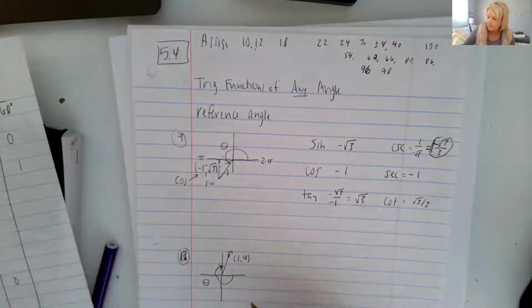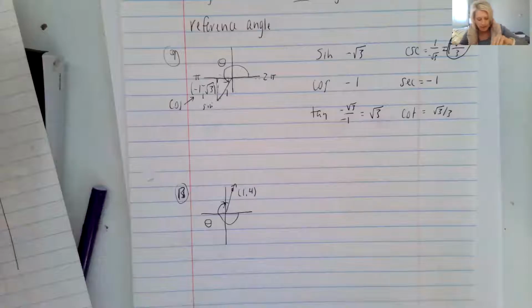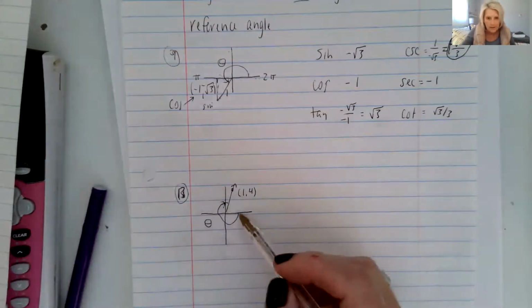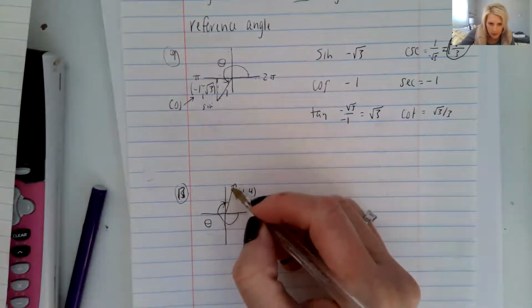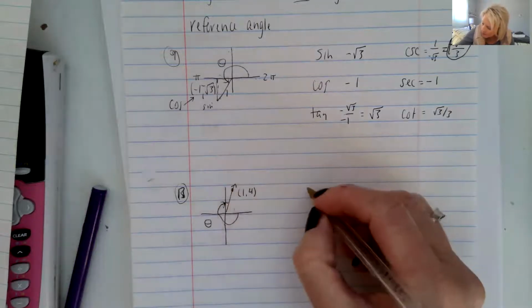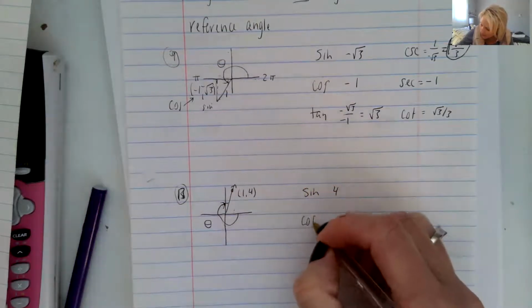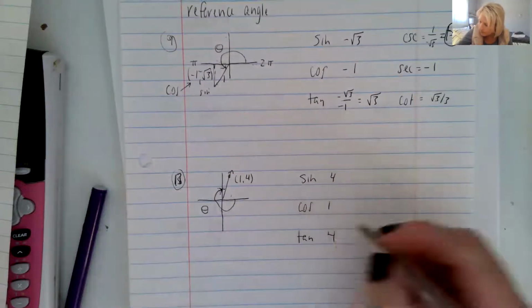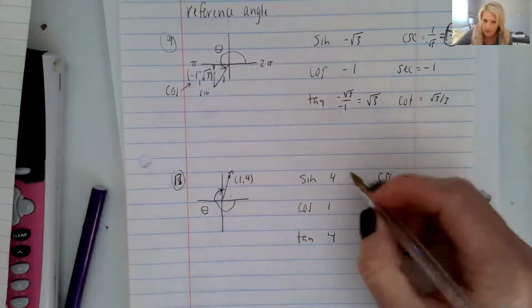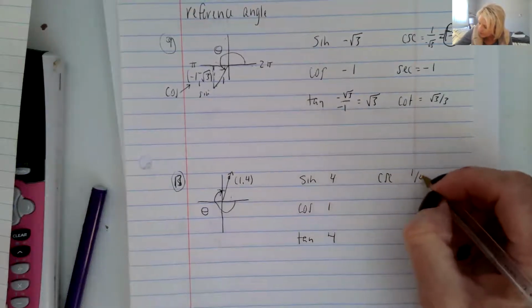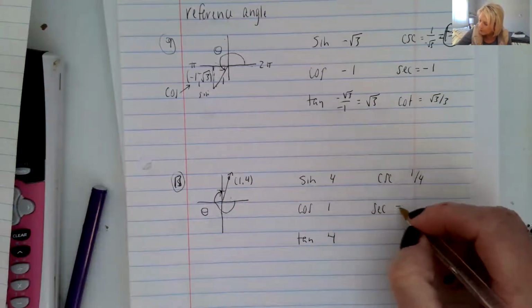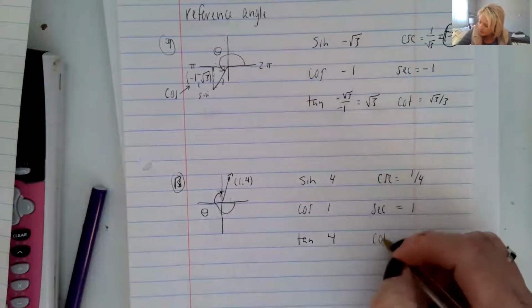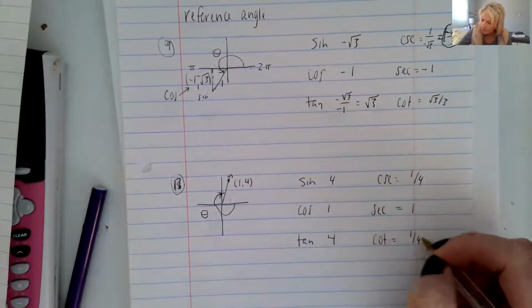Number 13 shows us our angle here is a negative angle. And we're referring to this little bit here where we're at the point 1 and 4. So sine is 4, cosine is 1. So they're both positive. So tangent is always sine over cosine. So that's going to be 4. Cosecant is always the reciprocal of sine. So that's 1/4. And secant is the reciprocal of cosine, which is going to be 1. And cotangent is the reciprocal of tangent, which is 1/4.